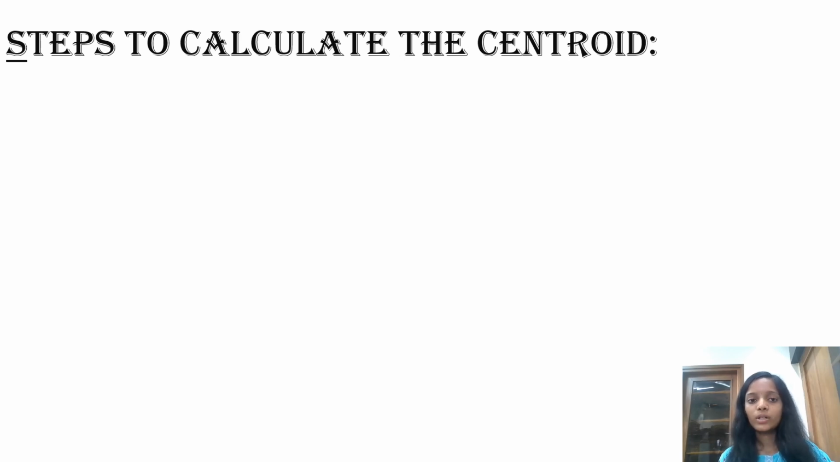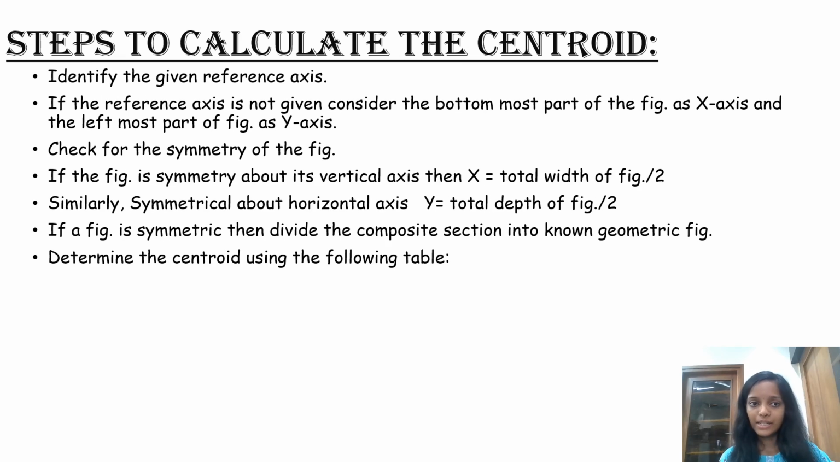First, let us know what are the steps to calculate the centroid. First, we have to identify the given reference axis, and then if the reference axis is not given, consider the bottommost part of the figure as x-axis and the leftmost part of the figure as the y-axis, and check for the symmetry of the figure. If the figure is symmetrical, calculating x bar and y bar is much easier.